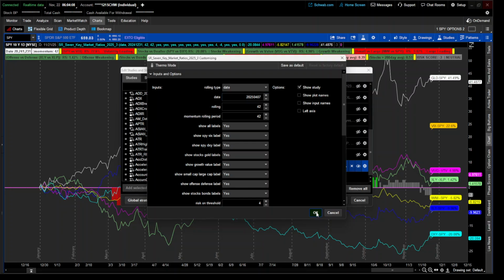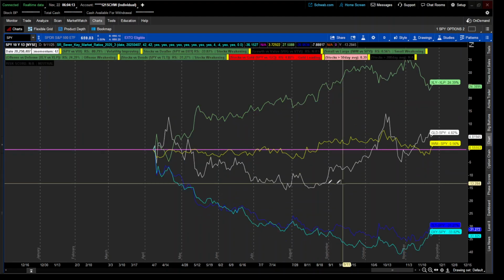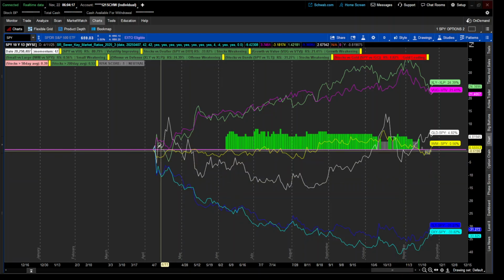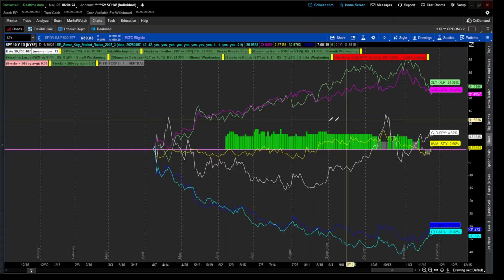So I'm going to leave everything on 42, and let's look at it from this perspective. And from this perspective, from that date that all the stocks and everything rebounded, we have a risk off score of neutral just because everything is starting to go down.